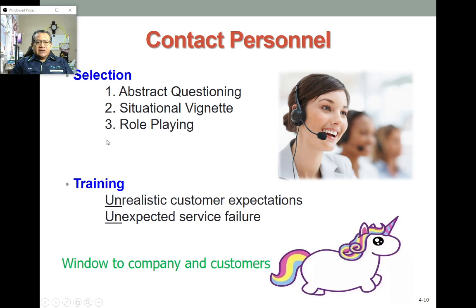So as such, selection must be done very carefully, very purposefully, and training needs to be given to these selected candidates to be contact personnel of the company, because they are dealing with customer expectations and also some failures of service. All of this goes to contact personnel to mediate first, prior to going to the internal layer of the company to be resolved. So in other words, contact personnel could be seen like a unicorn, which is a highly priced or expected kind of employee in the company. So that is how important contact personnel are.